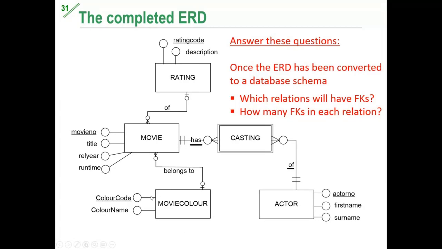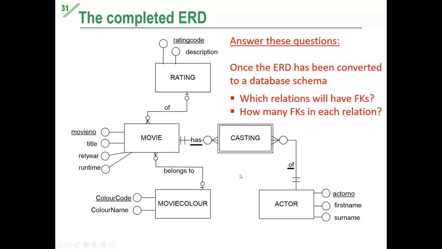Now let's go to the movie color table. Do we have any foreign key in the movie color table? Again, the answer is no. Do we have a foreign key in the actor table? Again, the answer is no, because there is no many end attached to here. All right. So do we have foreign keys in the movie table? Yes, we have two foreign keys. One is coming from the rating and the other one is coming from the movie color.